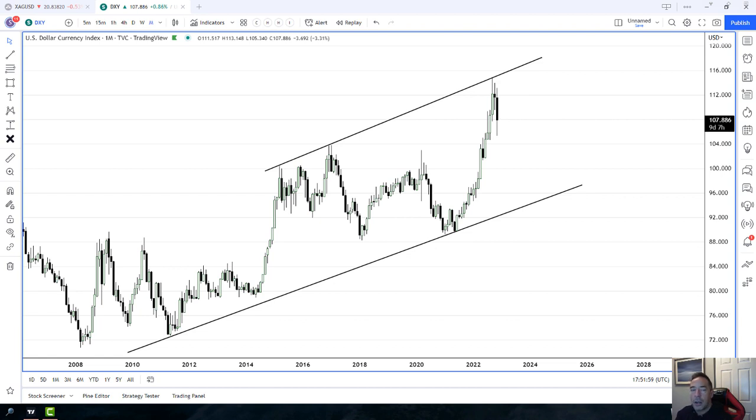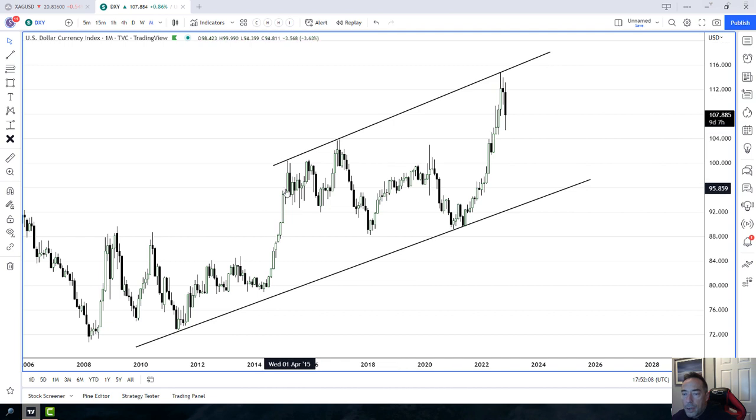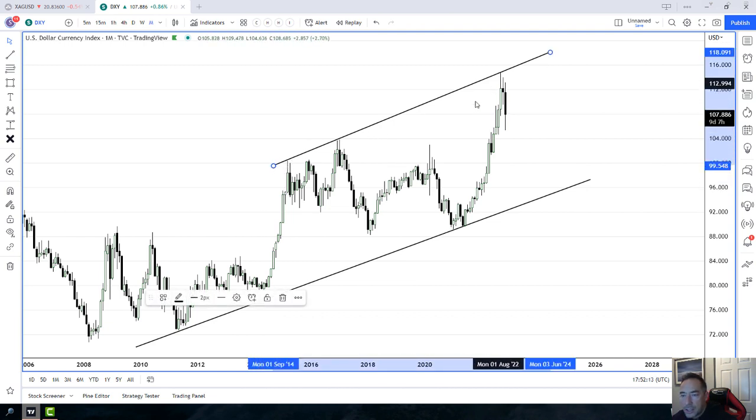Let's have a look at some of my charts of interest this week, and they're mainly US dollar related, to be honest with you. Just looking at the US dollar on the monthly. Obviously, we've still got 9 days and 7 hours before the close of the monthly candle. But we do have our rising resistance here.